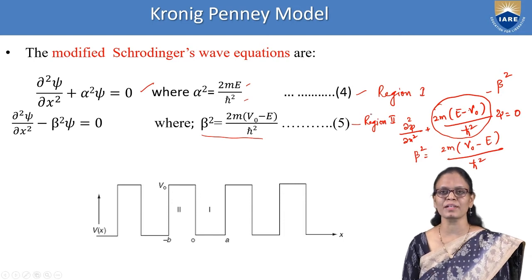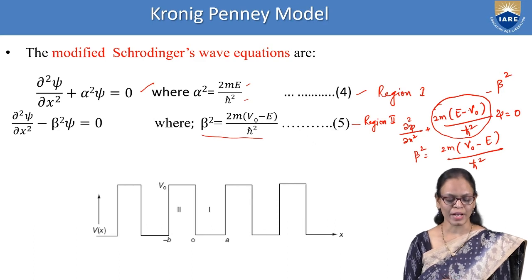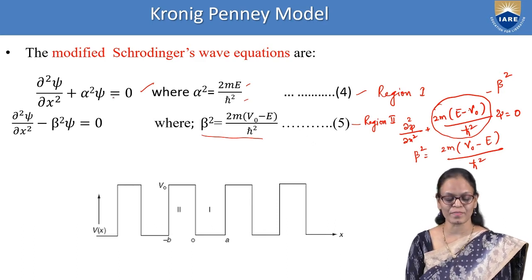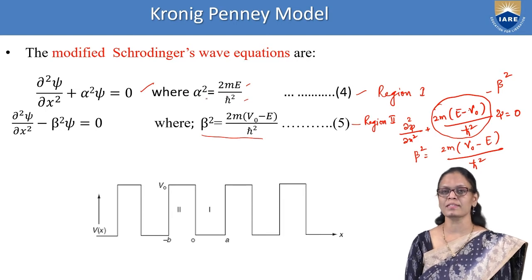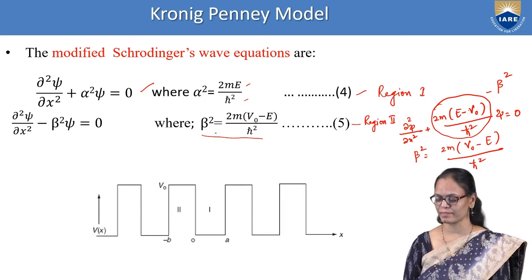So we have taken the Schrodinger wave equations. We have put the conditions for the well, V is equal to 0, and for the barrier, we have taken V is equal to V naught, and after putting the conditions, we have written them in a simplified form by substituting the constants alpha square and beta square.